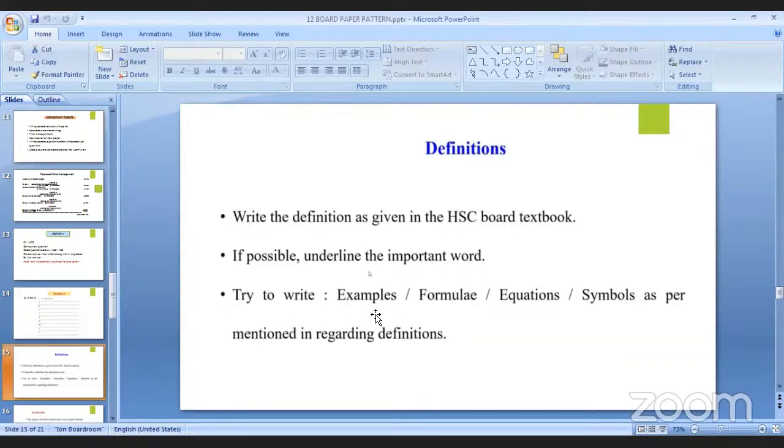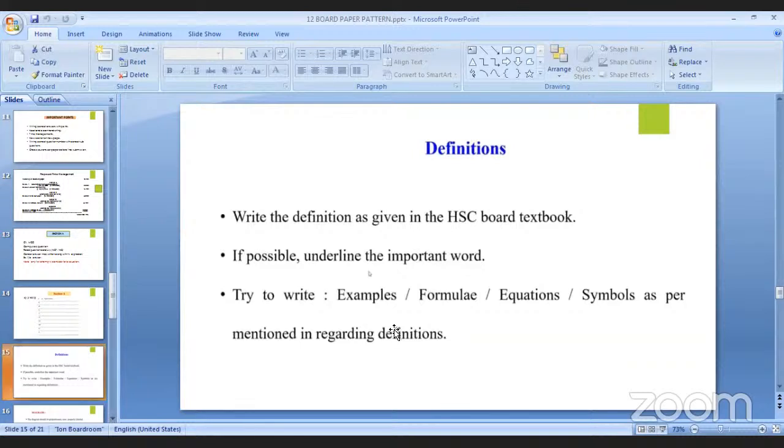Then try to write example, formulae, equation, symbol as per the definition. Suppose a definition gives you a symbol. If you are writing the definition of heat of fusion, enthalpy of fusion, whatever symbol is there, mention that also. Don't just write the definition and end. In chemistry, most definitions have symbols given. For a definition, you can give its formula in short. It makes the person understand that students know this, and it may give you full marks. You will not lose marks at all.